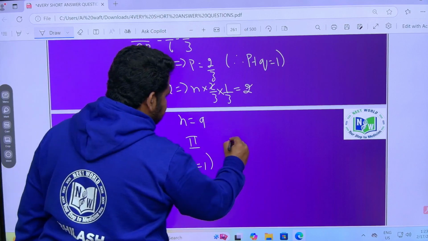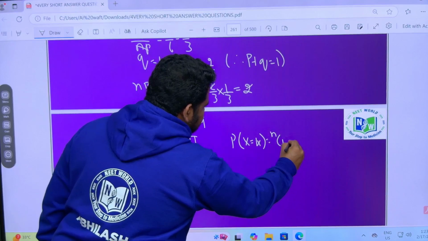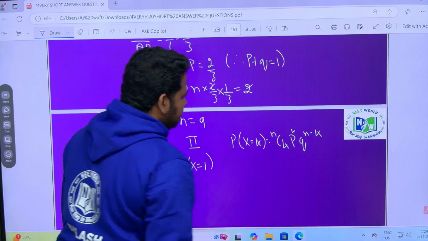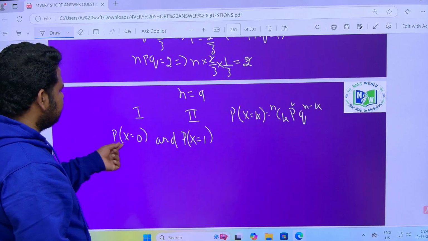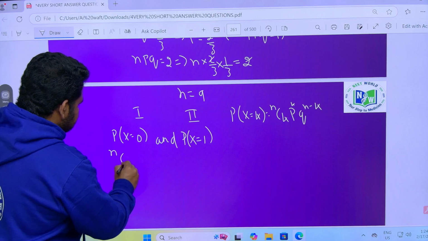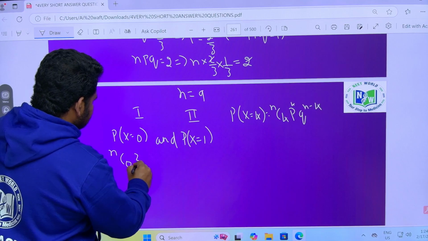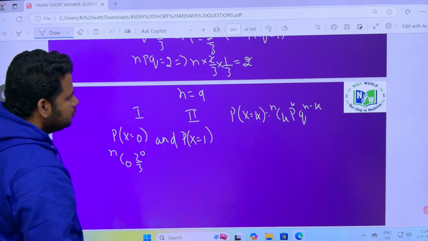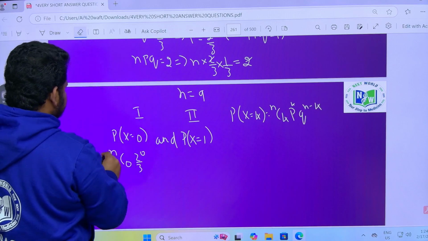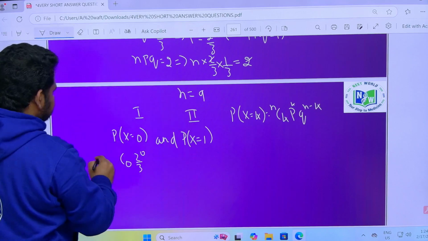But formula what we have? P of x is equal to k. The formula is what? NCK. Every time write down the formula. P to the power of k and q to the power of n minus k. Okay friends, so if I substitute the value, what I'll get? P of x is equal to 0 means here NC k is equal to 0, NC naught, P is what? P is 2 by 3 to the power of 0, and n minus 0, n is what? You got the value of n as 9. Instead of n I can write here 9.